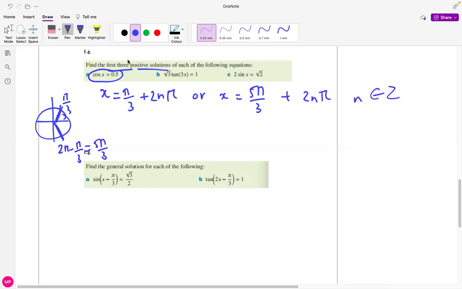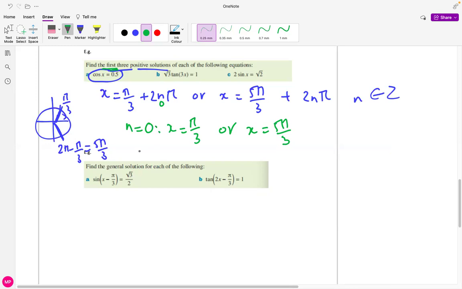Now we want the first positive solutions. As I said, n can be 0, n can be 1, n can be 2, n can be a negative number. If we start from n equals 0, you substitute 0 in and you will have pi/3 because the whole term here becomes 0. And if you substitute 0 in here, you would have 5 pi/3. So they're positive, that's for sure. But they want the first three positive.